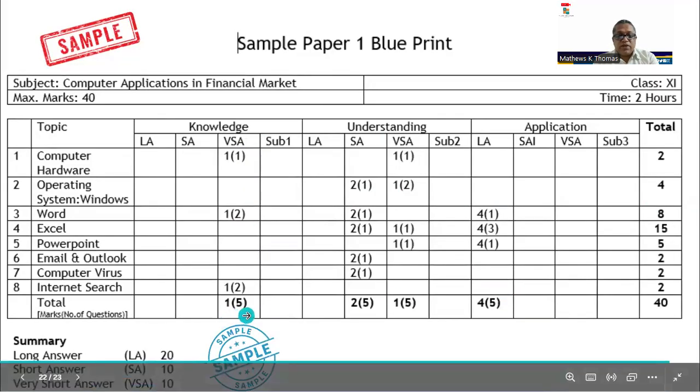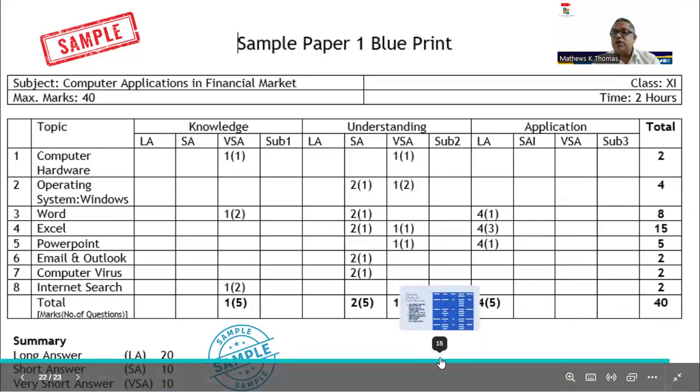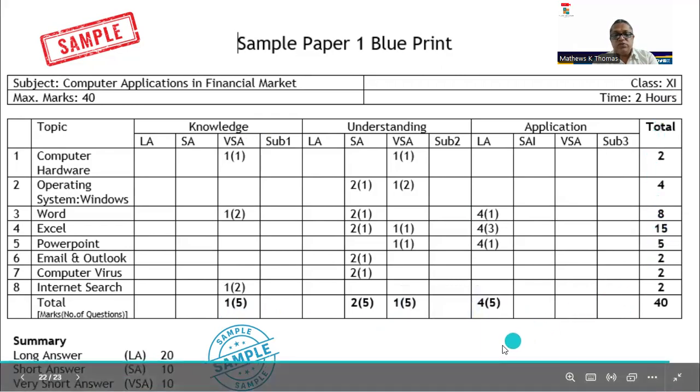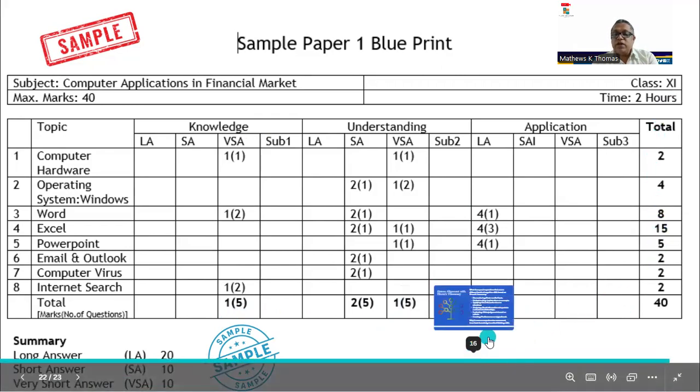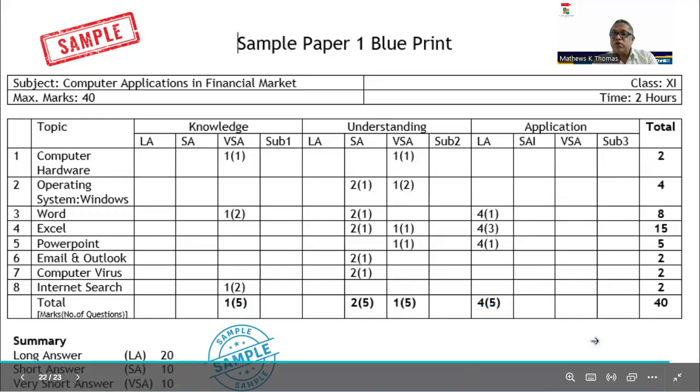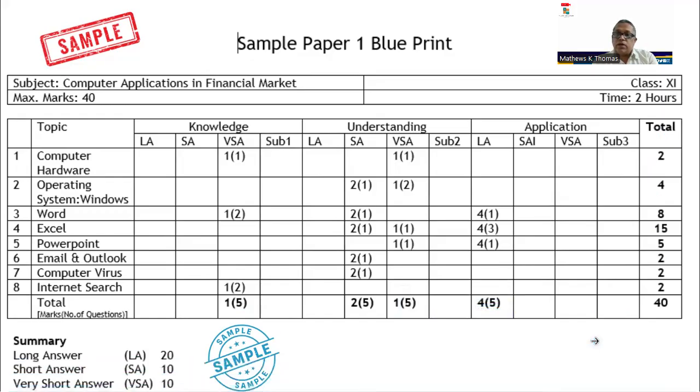So in total we have here 5 questions of 1 mark each, 5 questions of 2 marks each, 1 very short question of 5 marks, and 5 questions of 4 marks each. Total 40 marks, so this is a 40 mark paper. The time is given here, 2 hours, and the class is given. Right. So this is an example of incorporating Bloom's taxonomy in the blueprint itself.